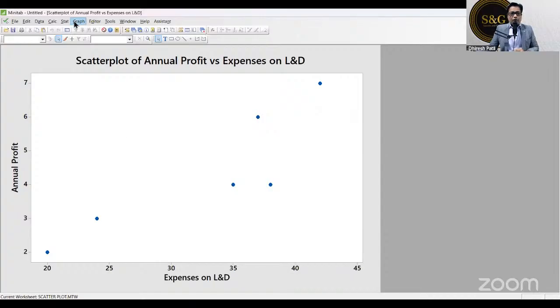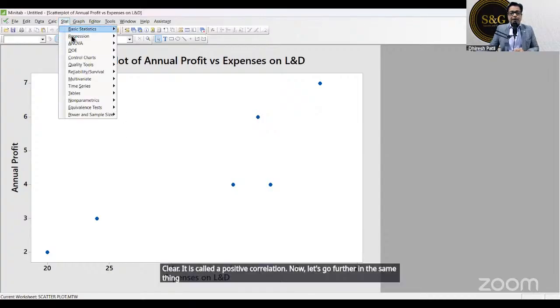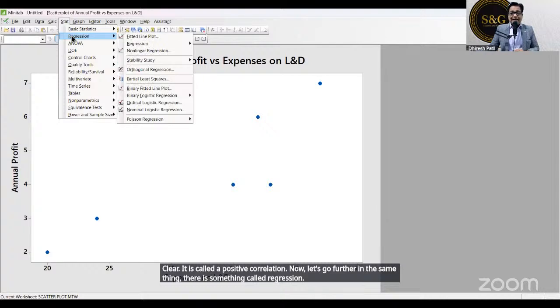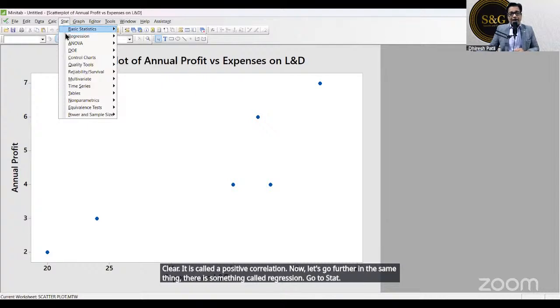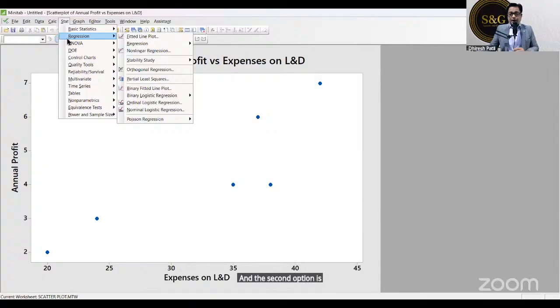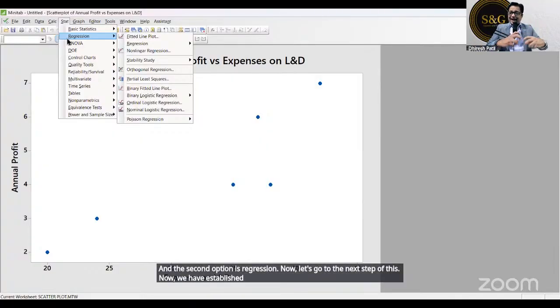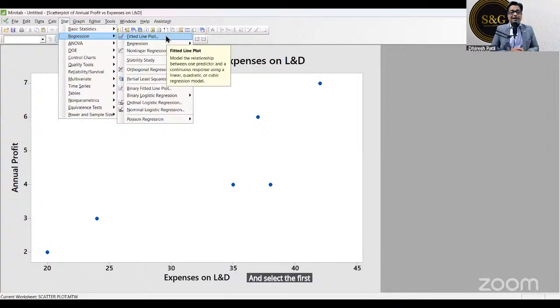Now let's go further. In the same thing, there is something called regression. Go to Stat, and the second option is regression. Now let's go to the next step. Now we have established the relationship. Let's add some other information into it. So Stat, Regression, and select the first option called Fitted Line Plot. Stat, Regression, Fitted Line Plot. Just click on that.